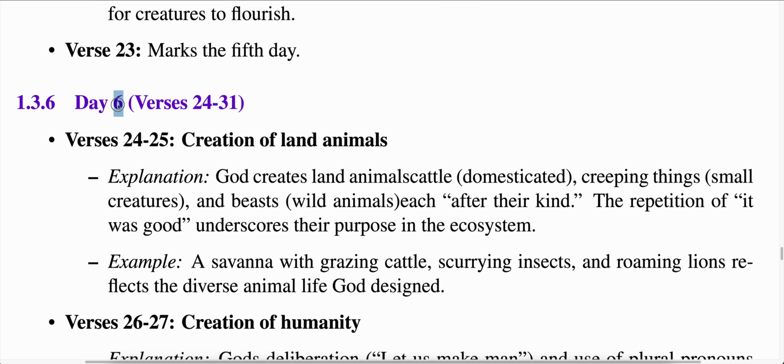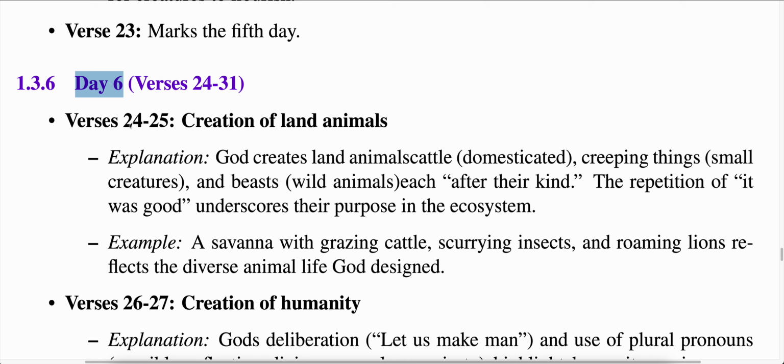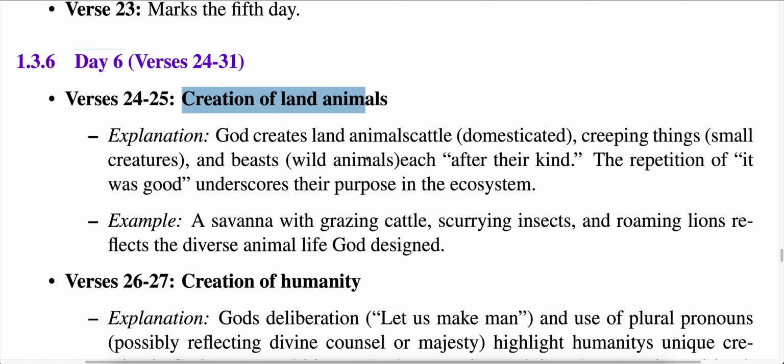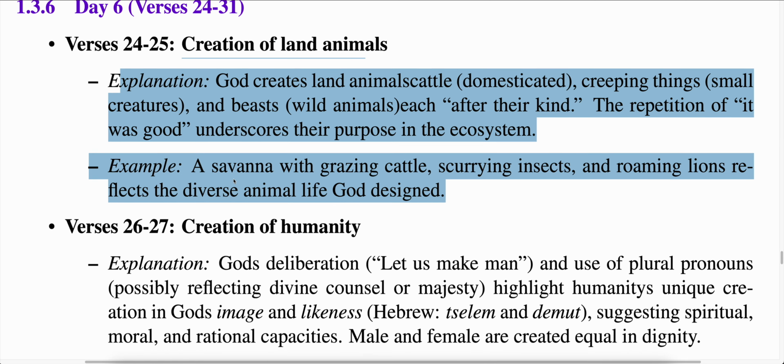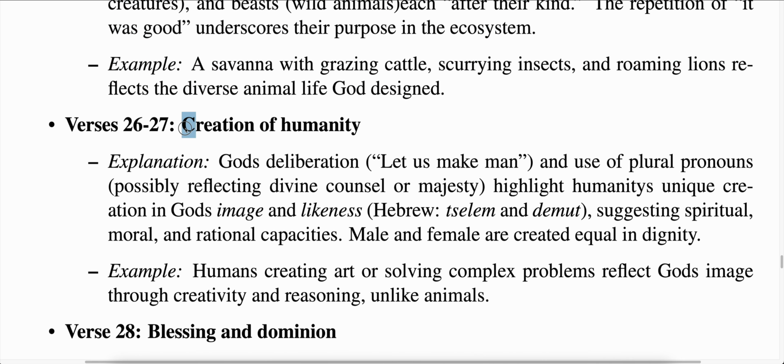The next thing is day six. If you see verses 24 to 25, he created the animals, whatever animals you're seeing: lion, tiger, goat, cow, whatever animals you see. He created the animals first, and then he created the beautiful and the craziest creature, humanity, human beings.